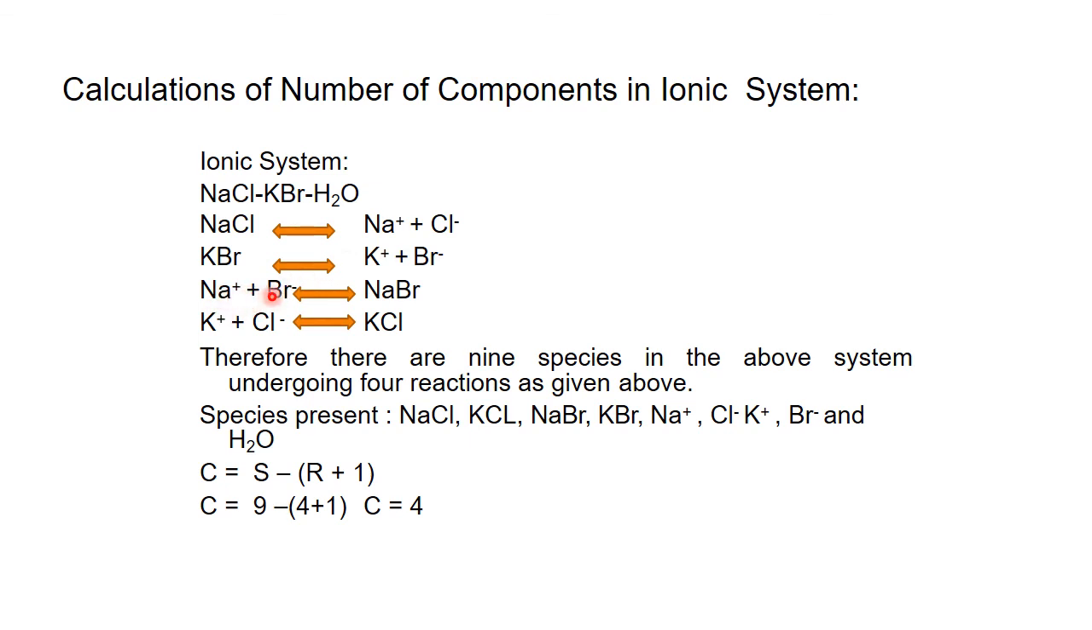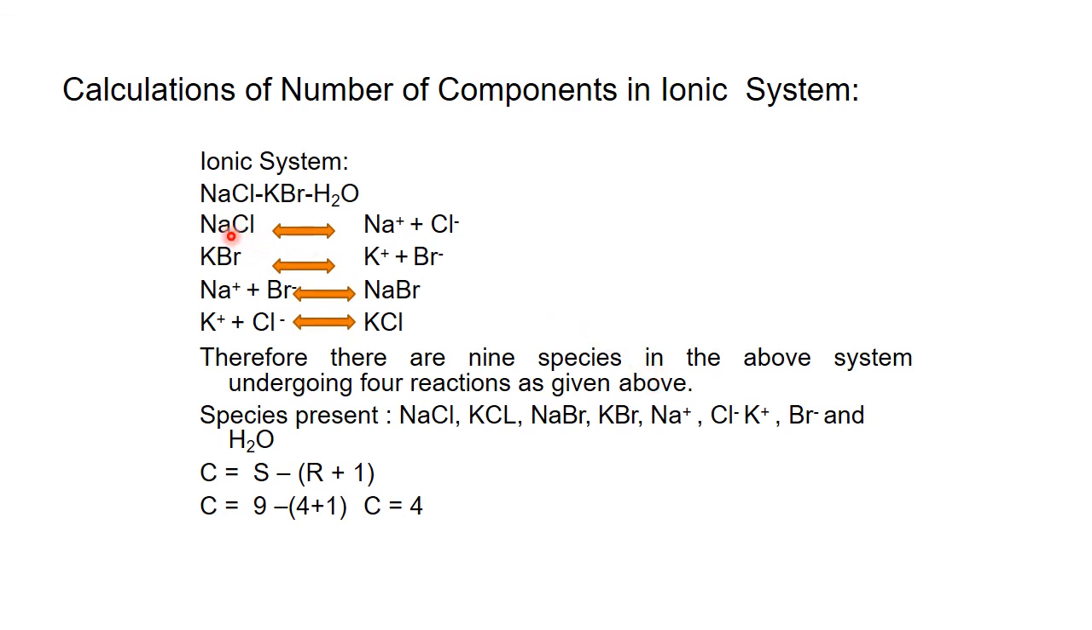See, one is NaCl, the other one is KBr, the third one is H2O, the fourth one is NaBr, the fifth one is potassium chloride, the sixth one is sodium ion, the seventh one is potassium ion. See the names of the species over here: NaCl, KCl, NaBr, KBr, sodium ion, chloride ion, potassium ion, bromide ion and water. This system contains 9 species.